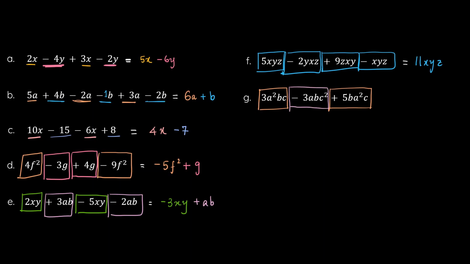Since this term in the middle doesn't have any partner to simplify with, it will just remain as it is, and we'll just simplify the orange ones. So this is equal to, let's look at the orange terms first, 3a squared bc and plus 5ba squared c. So that's basically 3 plus 5 is 8, and it doesn't matter which order you write as long as it's the same set of variables. So it's 8a squared bc, and then this purple term will just remain as it is, 3abc squared.